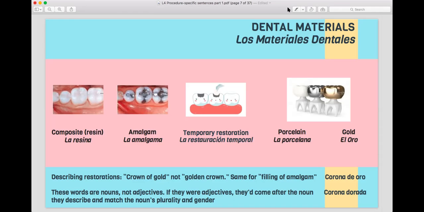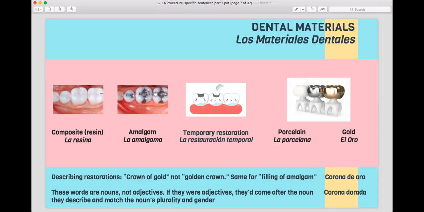And there's a note here that's very important: oro and porcelana are nouns, not really adjectives. So even though they are describing the material, you would say la corona de oro, literally translating to crown of gold. Because if you said corona dorada, using it as an adjective, it would mean literally golden crown. So the best way to say it is la corona de oro or la corona de porcelana.